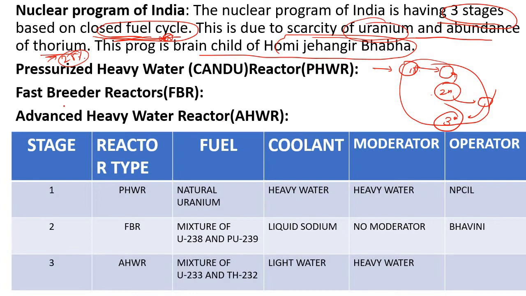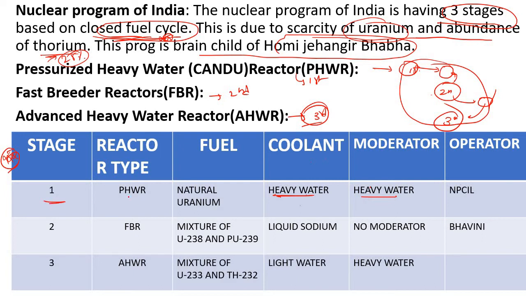Okay, so generally in India we have pressurized heavy water reactor as first stage, fast breeder reactors as second stage, and advanced heavy water reactors as third stage. I just gave a chart so that you can remember it, so that if anything is asked from a prelims perspective, like which reactor uses heavy water, in which reactor coolant is heavy water, or moderator is heavy water or light water, and who the operator is. So this box is very useful from a prelims perspective.